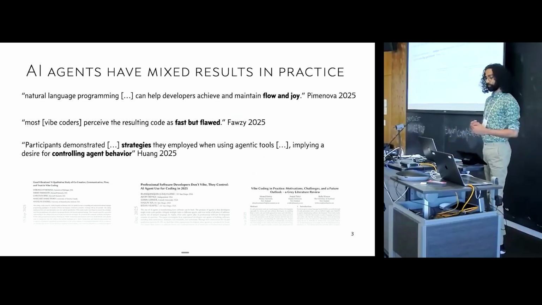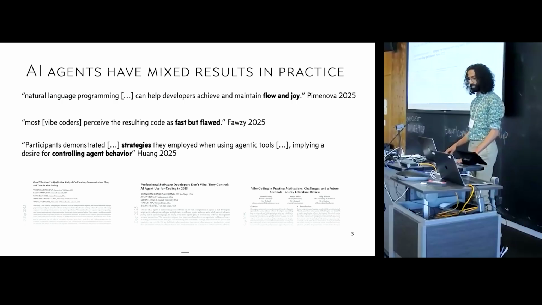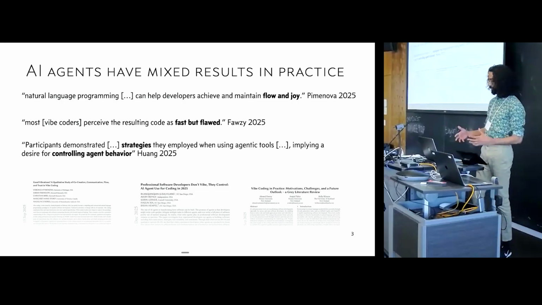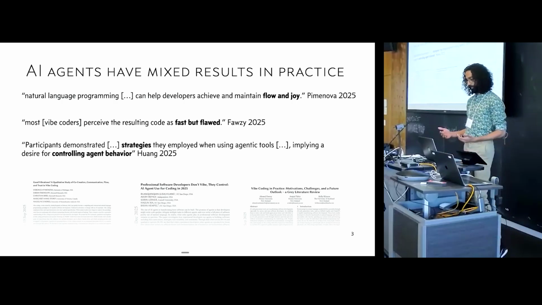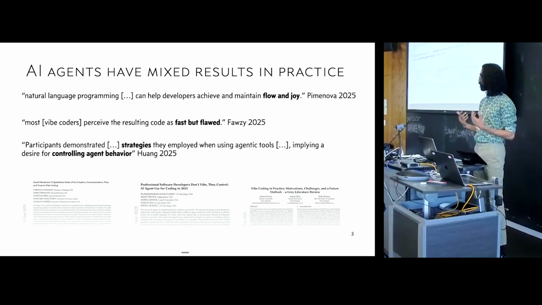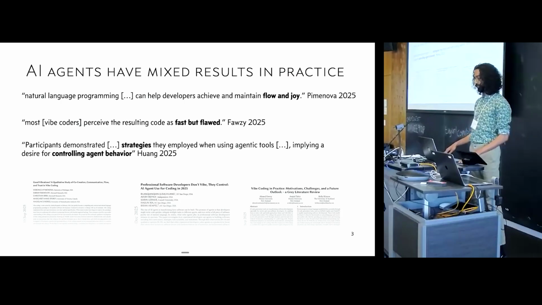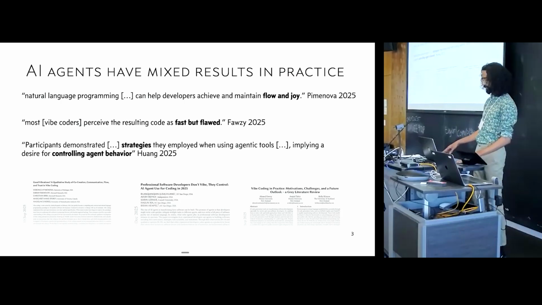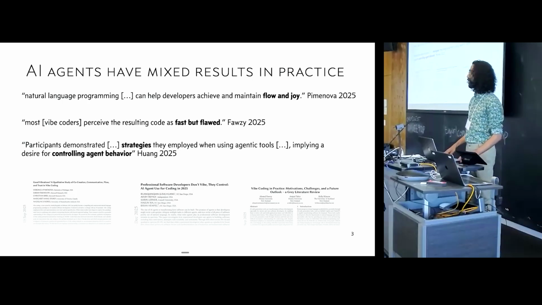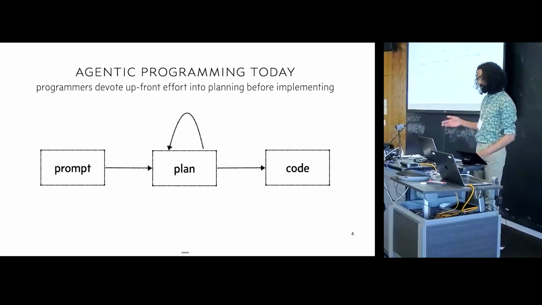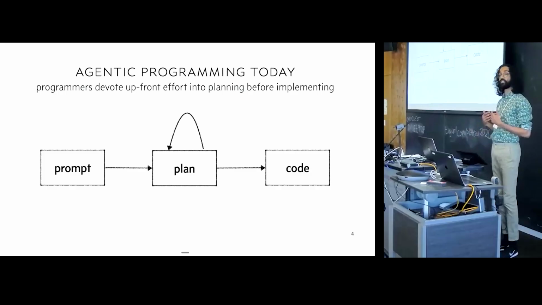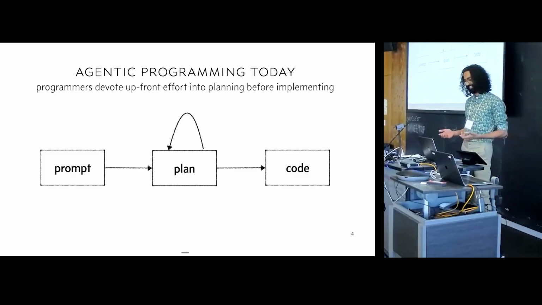Recently, several studies have explored how AI agents are used in practice, and they indicate that agents' capabilities come with mixed results. At their best, they can help people achieve flow states, and they can improve their productivity, but these benefits also come with a lot of drawbacks. Developers are concerned about the quality of agent-generated code and consider these agents fast but flawed. To mitigate these concerns, they often adopt a variety of different strategies, and one strategy that they use is to write extensive plans for the agent's implementation.